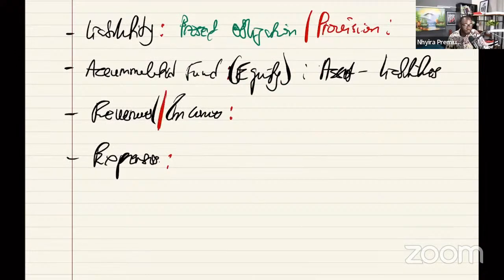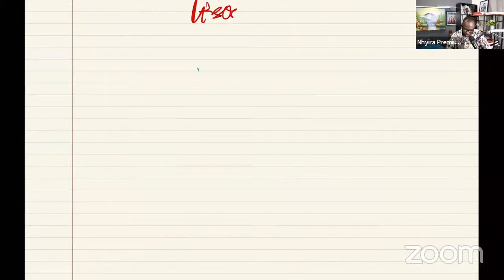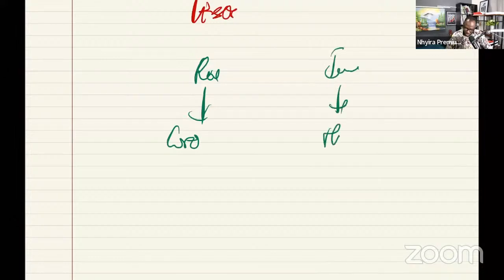Then we have income and revenue. Now, these are used interchangeably, but sometimes we have a thin line coming in between them at the end of the day. What do we mean by that? Revenue is the inflow of economic benefits from the core activities or core operations of the entity, whilst income is from non-core activities or operations of the entity. So revenue is from the core activities, income is from the non-core activities.